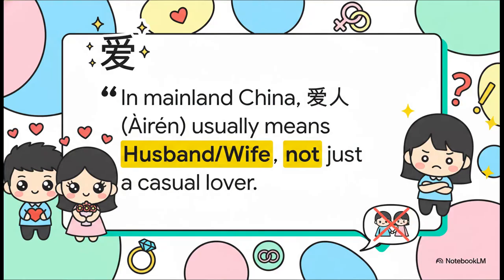Now listen up, because this is a critical cultural trap you have to avoid. The word Àirén, if you translate it literally, means lover. But in mainland China, it almost always means your spouse, your husband, or your wife. Seriously, if you refer to your new girlfriend as your Àirén, you are going to get some really confused looks. It's a classic mistake that just screams, I'm still learning.